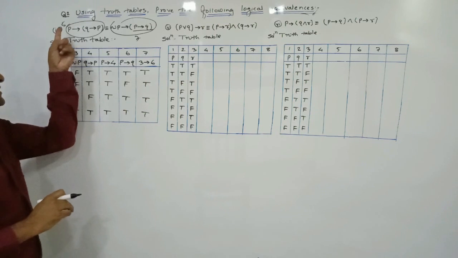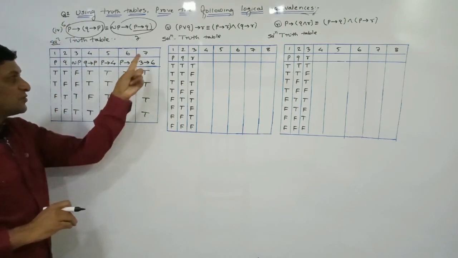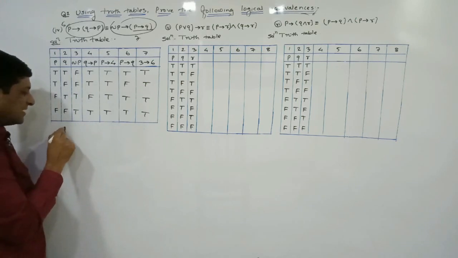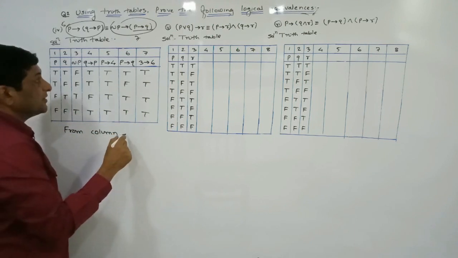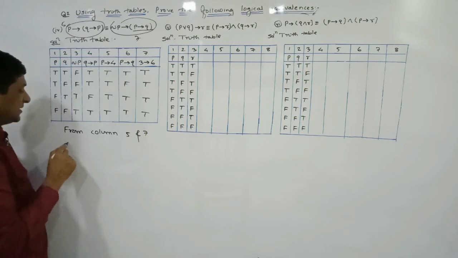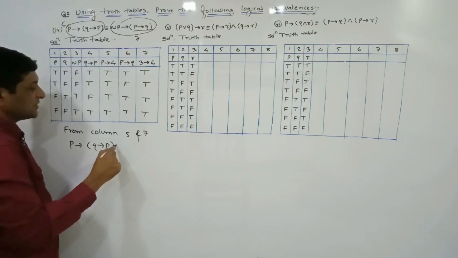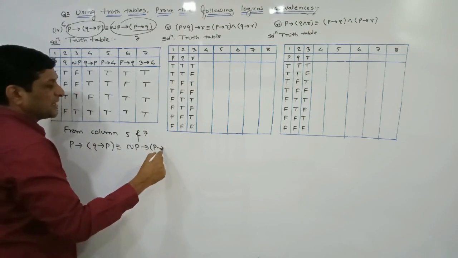Now we will observe the truth values of columns 5 and 7, and what is our observation? Truth values are identical. That's why we can say that these two statements are logically equivalent. So from columns 5 and 7, we can conclude that Q implies P is equivalent to negation P implies P implies Q.